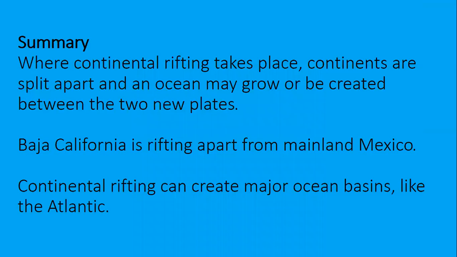In summary, where continental rifting takes place, continents are split apart and an ocean may grow or be created between the two new plates. Baja California is rifting apart from mainland Mexico. Continental rifting can create major ocean basins like the Atlantic.